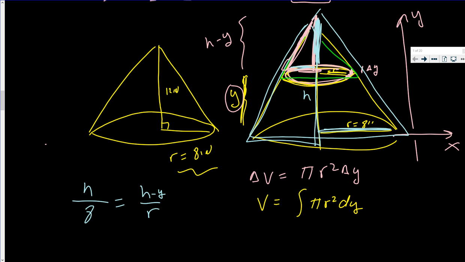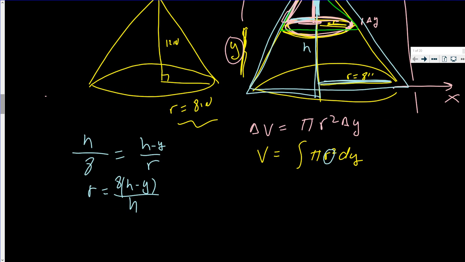Now what we want to do is solve this for r. So r is equal to h minus y times 8 over h. That is exactly what r equals. Now, let's see if we're wrong. Maybe we're wrong. Who knows?